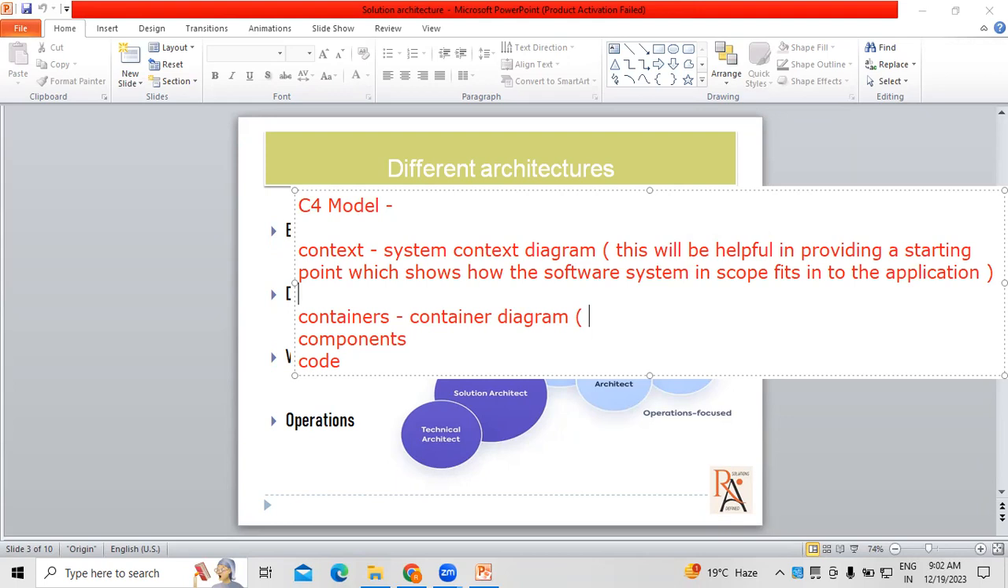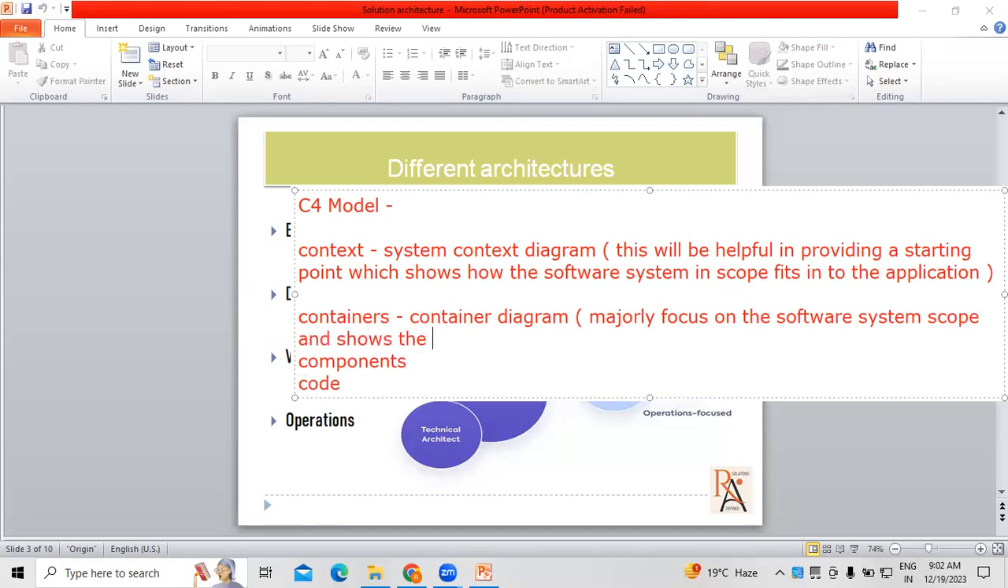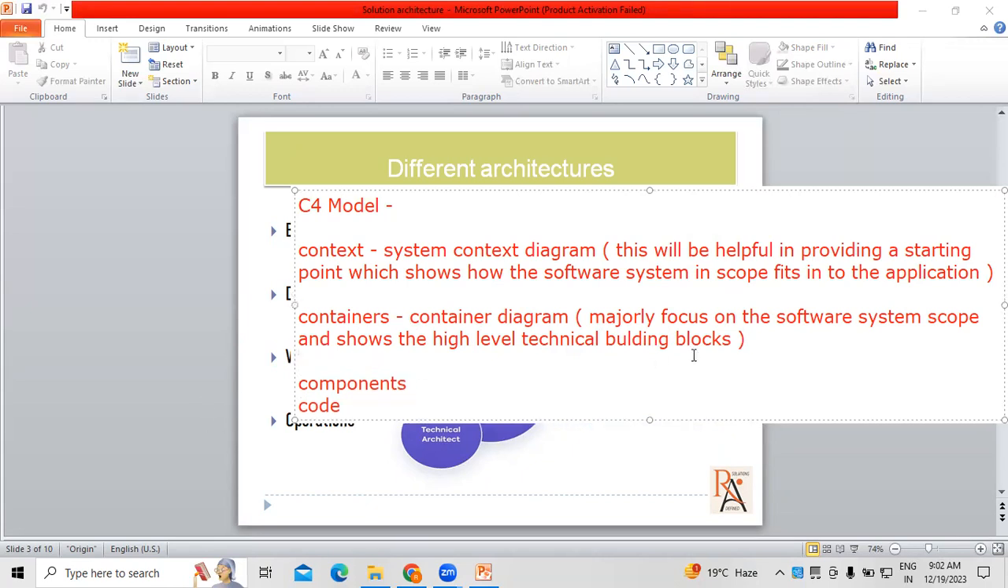Whenever we try to understand these container diagrams, they majorly focus on the software system scope and show the high-level technical building blocks. Right? So this is where container diagrams are majorly useful. Whenever we are developing this C4 model, the container diagram majorly focuses on the software system scope and shows the high-level technical building blocks.